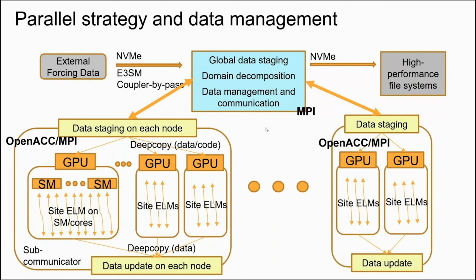The other salient feature here, we'll get into a little bit more detail later, but we're using the deep copy capability of OpenACC to transfer large chunks of data and then use the data in as much as possible its native ELM data structure format on the GPU, meaning that we minimize code rewrite in order to get effective use of the GPUs.